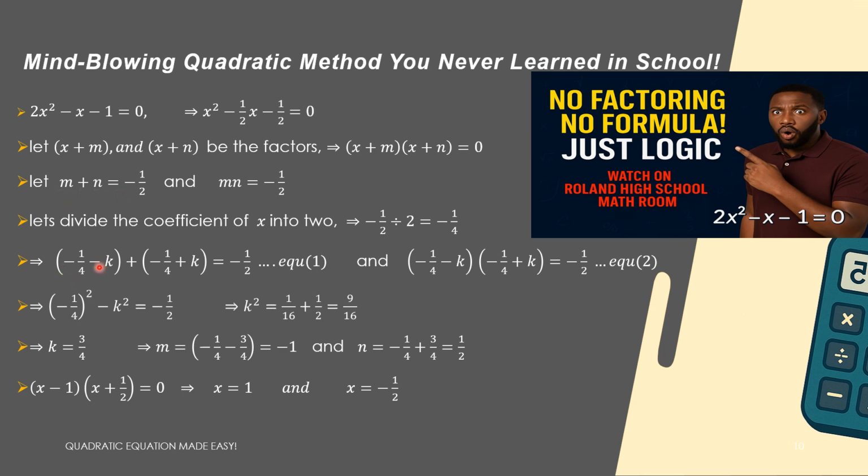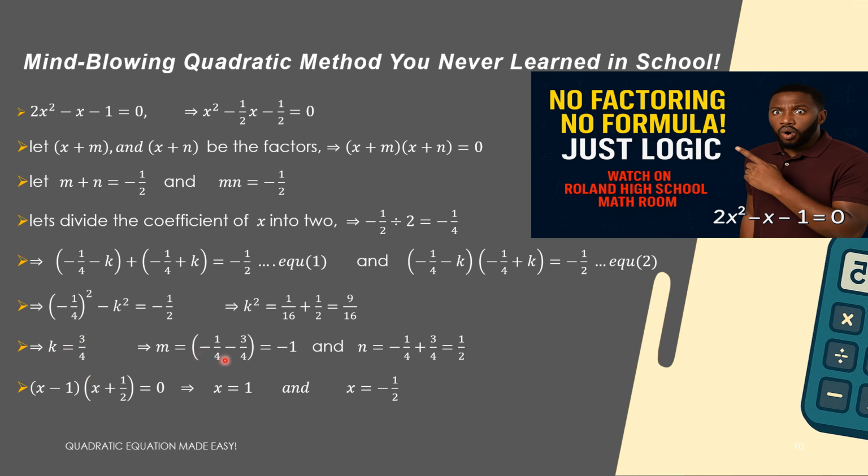My m is the first bracket and my n is the next bracket, which is equal to negative 1 over 2. So I will substitute the m and substitute the n. It means their product is also equal to negative 1 over 2, which is the constant term. In this case, remember, minus is here, plus is here. So we are having a difference of two squares. So negative 1 over 4 squared minus k squared equal to negative 1 on 2. We make k squared the subject, and k squared will be equal to 9 over 16. And my k, when you take the square root of both sides, will be 3 on 4.